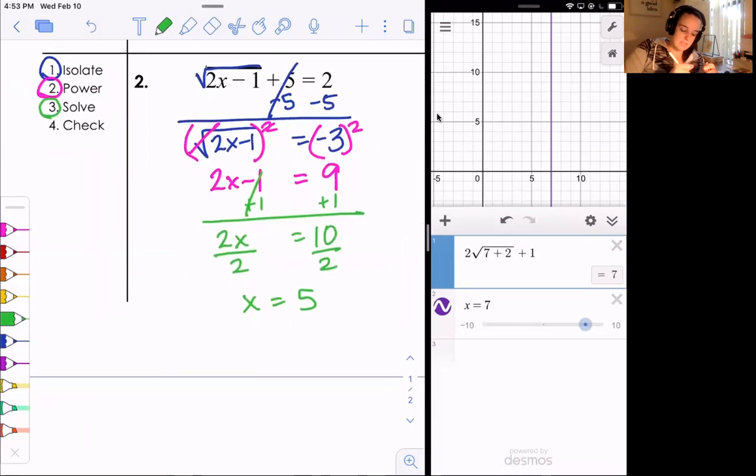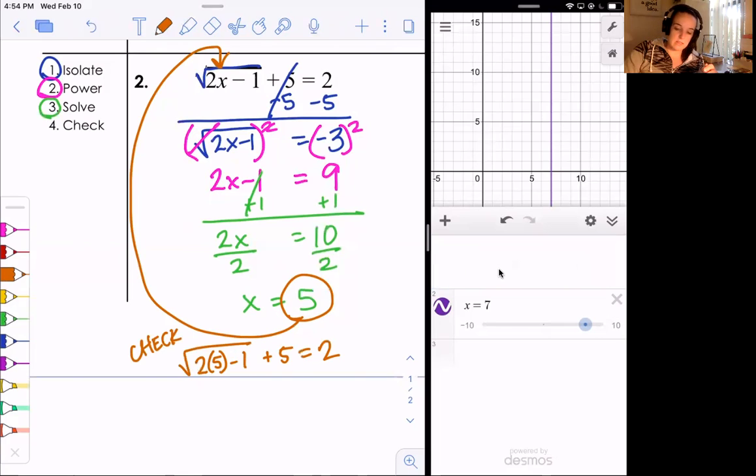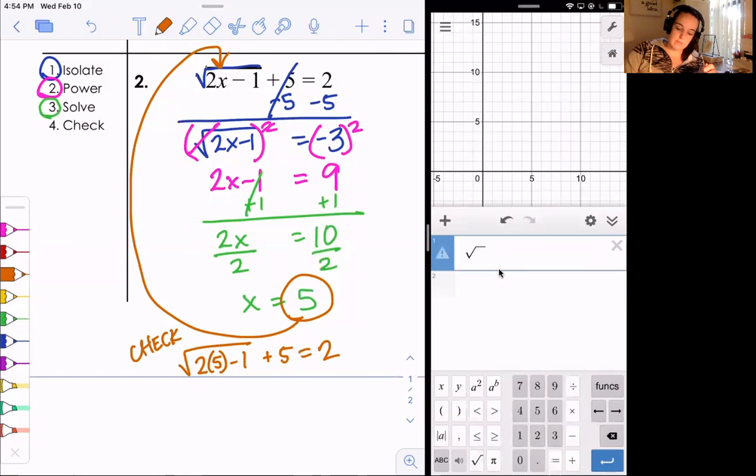So I'm going to take this 5, plug it into my x right there. Right? So I have the square root of 2 times 5 minus 1 plus 5 equals 2. Should equal 2. We're checking here. Right? So this is our checking step. I'm going to go ahead and plug this side in my calculator here. So I have the square root of 2 times 5 minus 1 and then plus 5 at the end. My calculator tells me that this is 8.